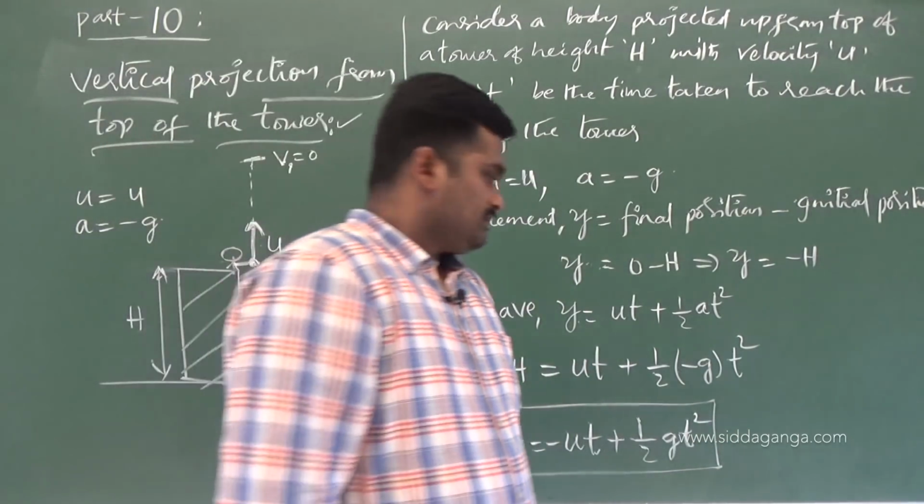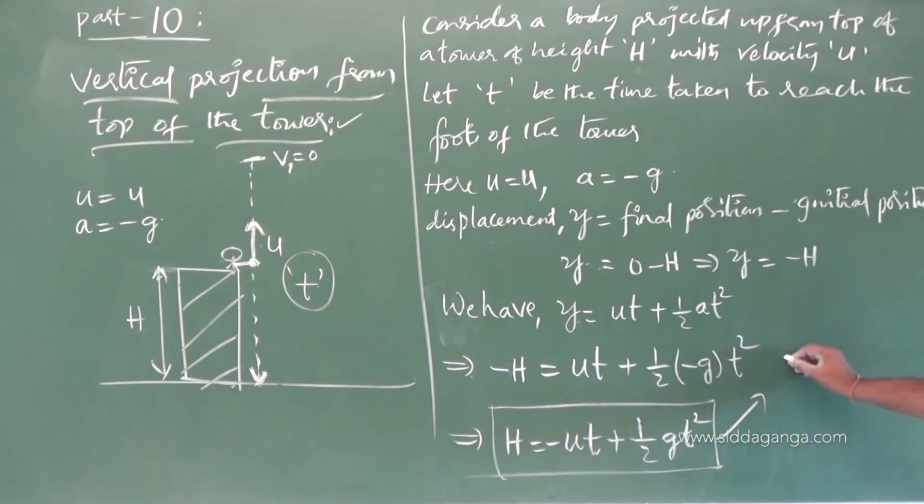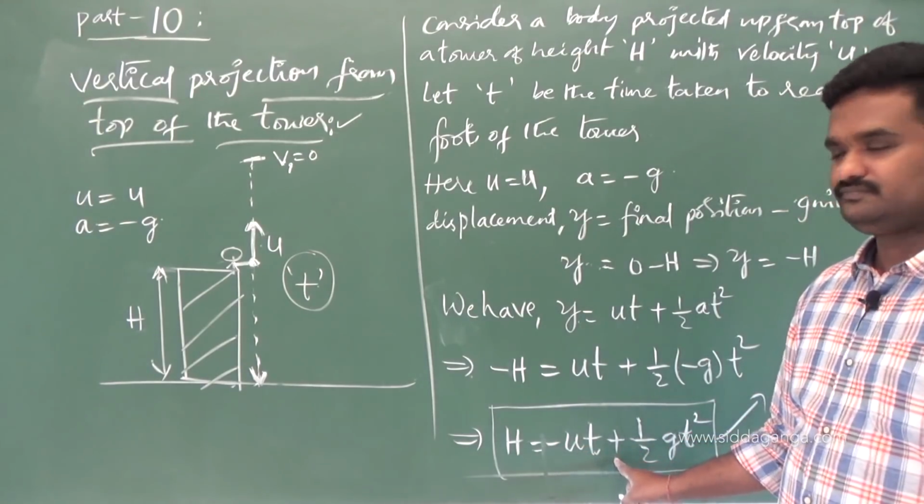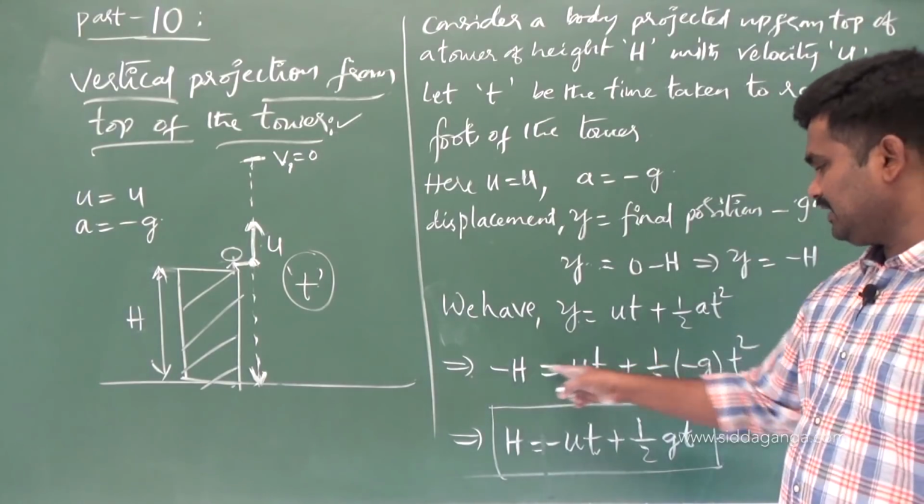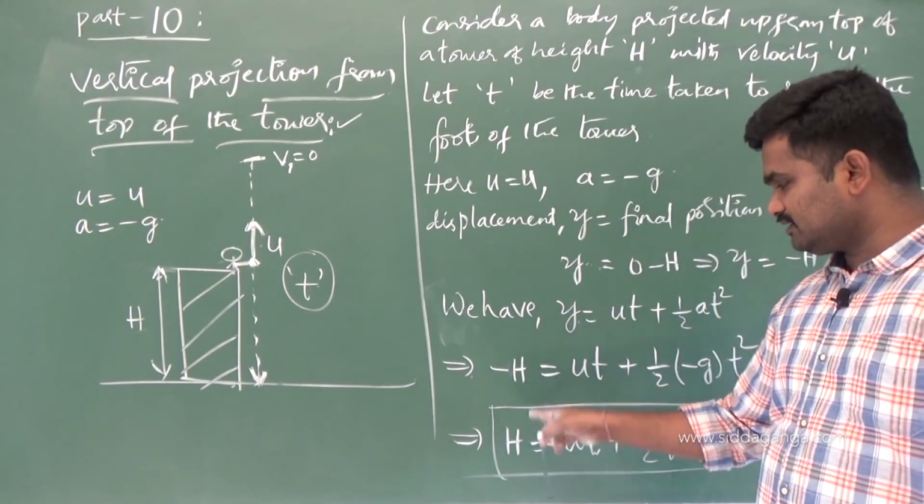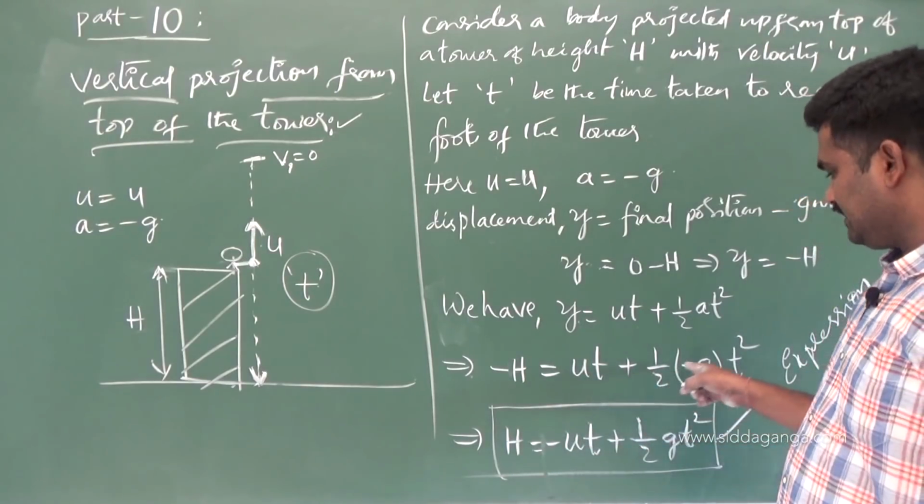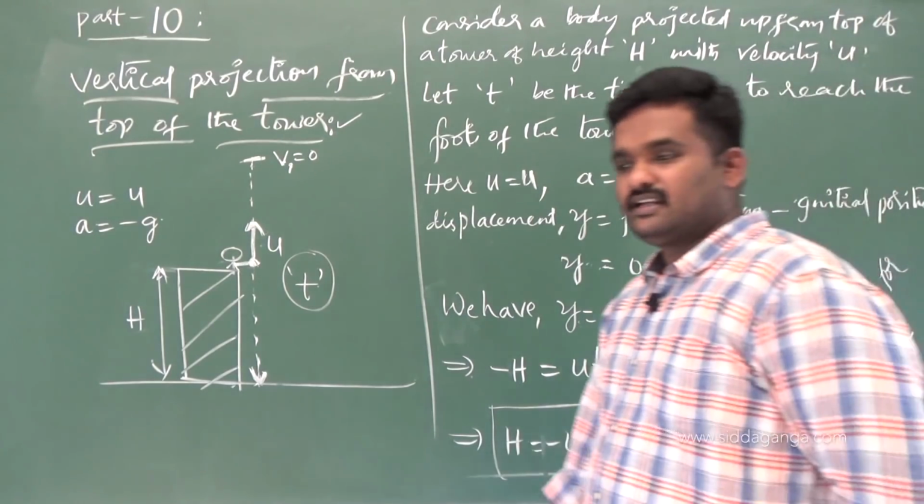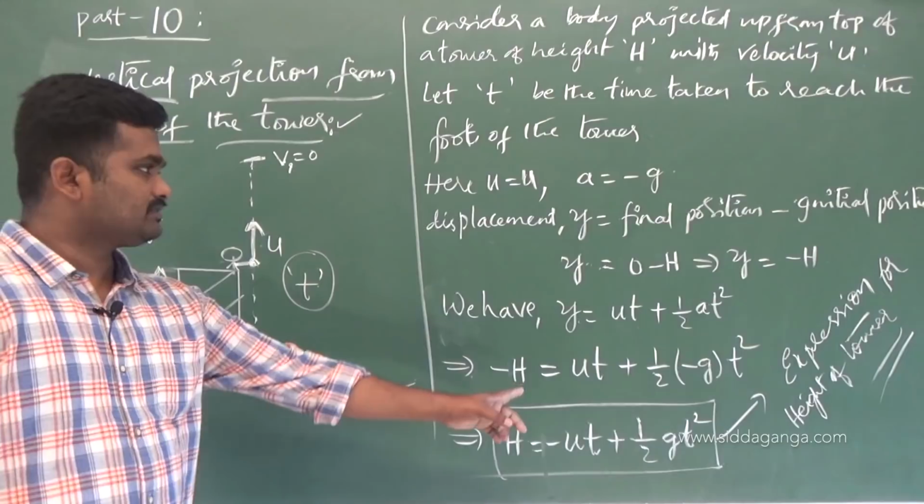Important problem. This is the expression for the height of the tower. Whenever I am going to recall the height of the tower, you have to remember h equals what? Minus ut plus half gt square. We have rewritten it by multiplying throughout the equation with a negative sign: minus into minus plus h, this will become minus ut, again minus into minus plus. Expression for height of the tower. All the problems on height of the tower, you have to make use of this equation: h equals minus ut plus half gt square.